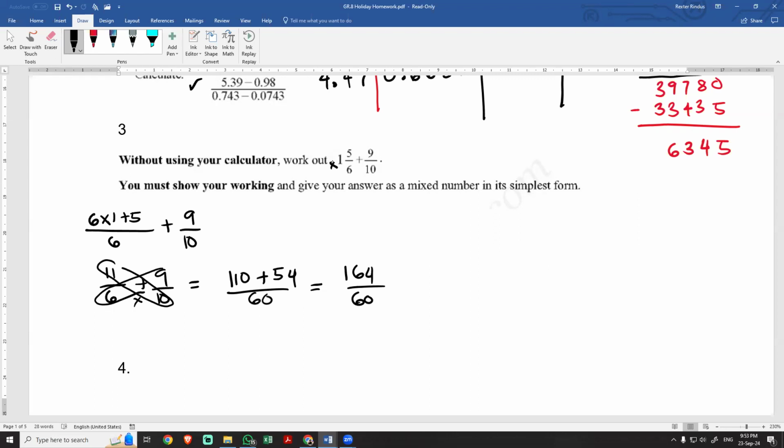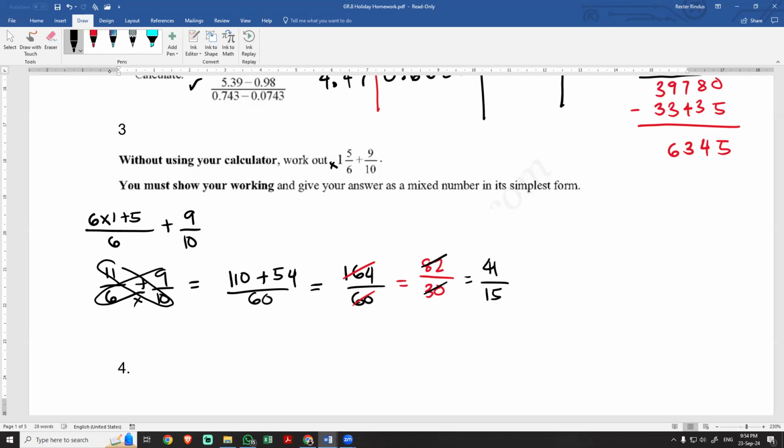So is that the final answer? Probably it's not because that's still divisible by a certain number. So if you cannot think of a bigger number, start with 2. So no problem. Divided by 2, that will become 82 over 30. Okay, because divided by 2, 16 and 4, that will be the thing. And again, that 82 over 30 is still divisible by 2. If you cannot think beyond that, just start with the number 2 anyway. So that's going to be 41 over 15. So that's it, 41 over 15.